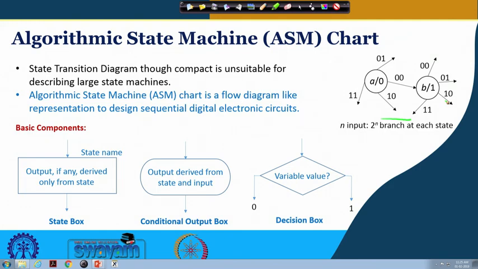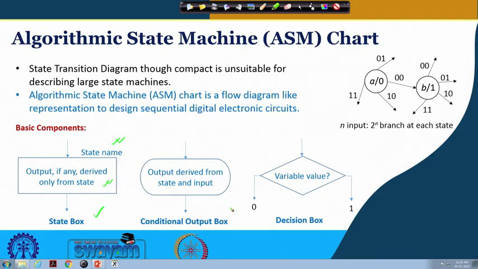Now, what are the basic components? The basic components are, this is called state box. In this state box you have the state name. So, that is there, and for Moore model you can understand the output that will be derived solely from the state, that you can write down within the state box. For Mealy model we will not write anything inside.